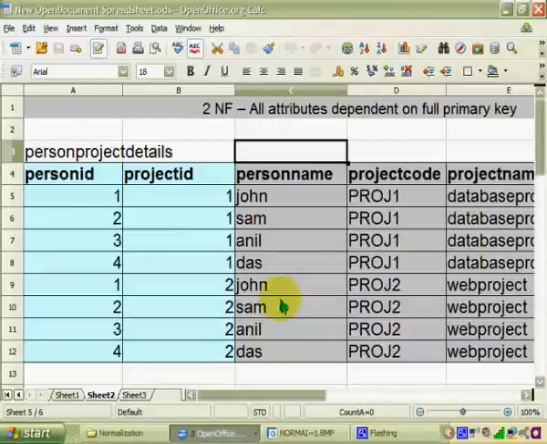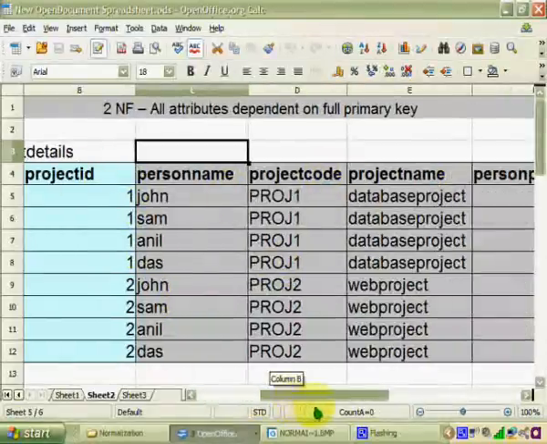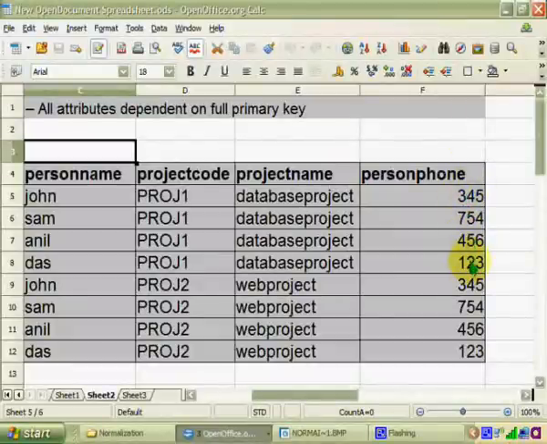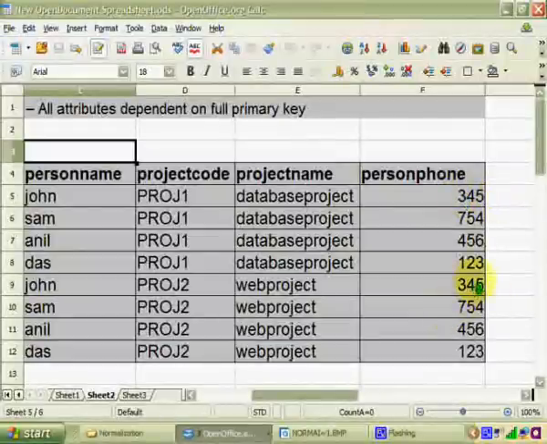This is duplication. Similarly, for project 1, we are storing project code, project name and person phone. Person phone is also similar to the name; we are storing his phone number as many times as he is associated with projects. If he is associated with 5 projects, we are storing it 5 times. Now person 1 is associated with 2 projects, so we stored his phone number 2 times. So if the phone number changes now, we have to change it in 2 places. Since he is associated with only 2 projects, we store it only 2 times. If he were associated with 5 projects, we would have had to store it 5 times.